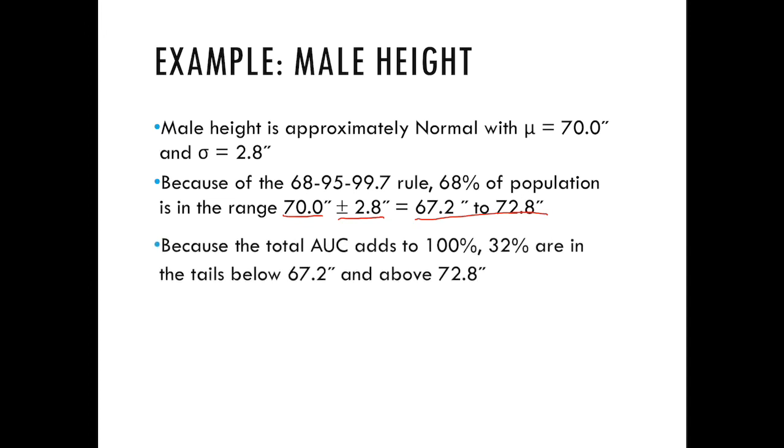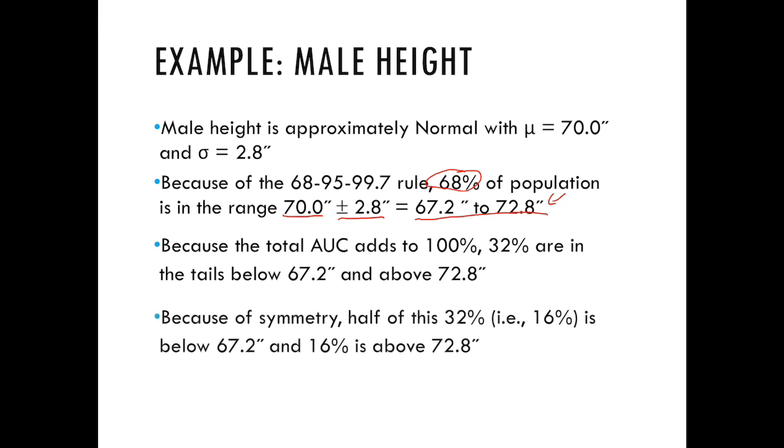Because the total area in the curve adds to 100, 32% are in the tails below 67.2 inches and above 72.8 inches. Remember, we're only going 1 standard deviation unit at this time, so that would encompass 68%. And so there's another 32% that's unaccounted for, and that 32% is in the tails, split in half. I'll show you what this means in just a second.